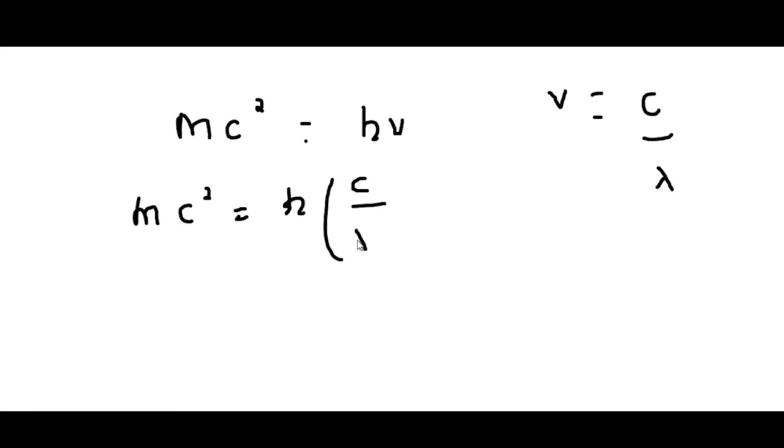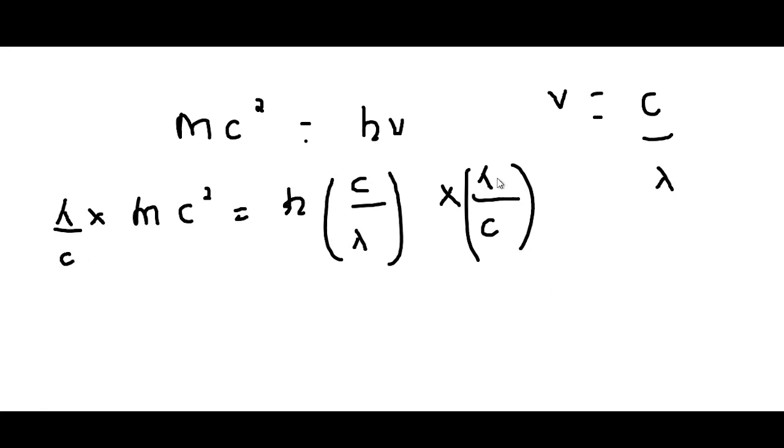c over the wavelength. So here we are going to multiply by wavelength over c, multiplied by the wavelength over c. So this and this cancels out. We are left with h equals, this c cancels with this c, remaining with only one c. So we are left with the wavelength mc equals h.